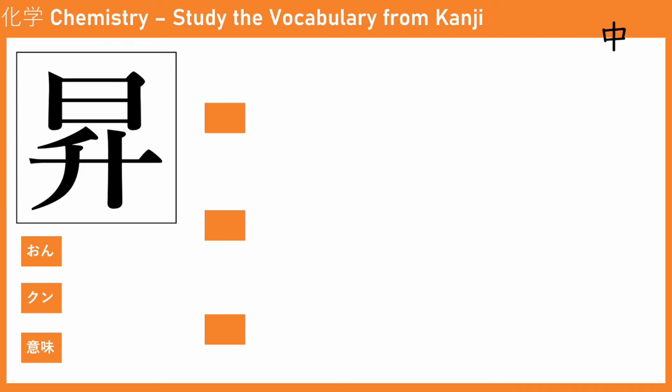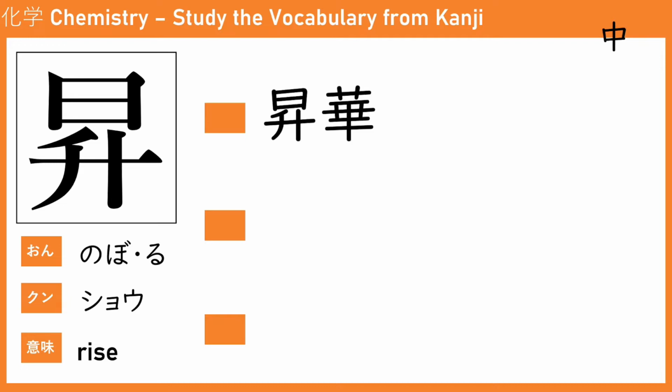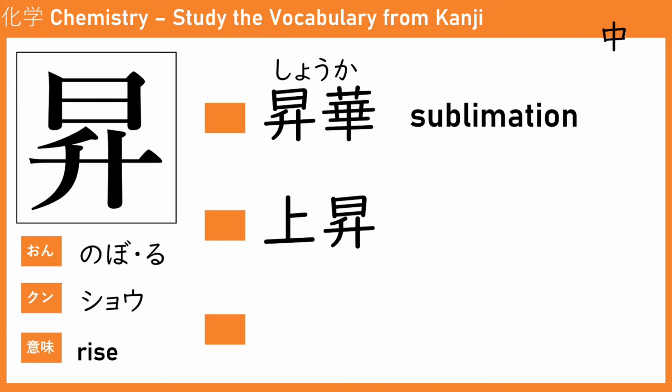The next kanji is shou or noboru. Noboru means rise, to rise up. So we start with shouka. Shouka means sublimation. It's the change from gas to solid state. Shouka.